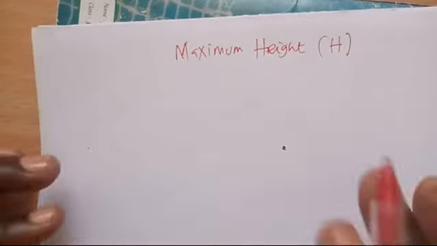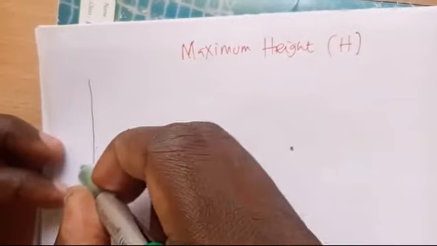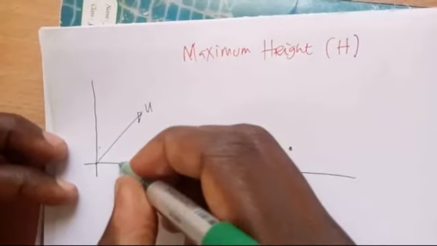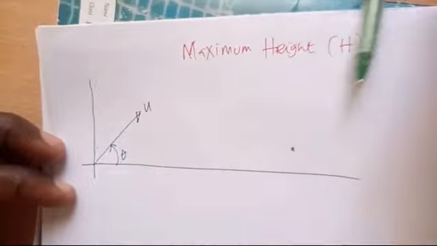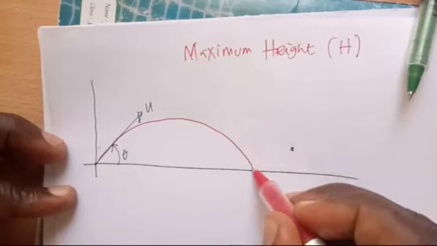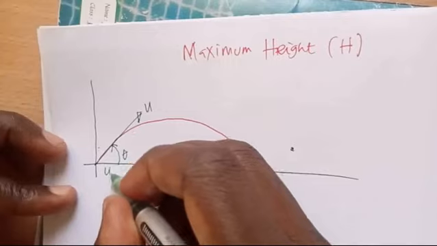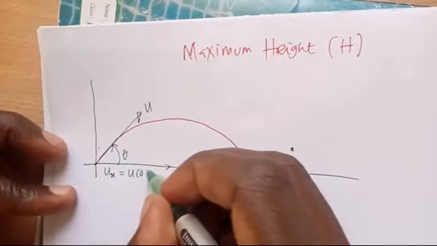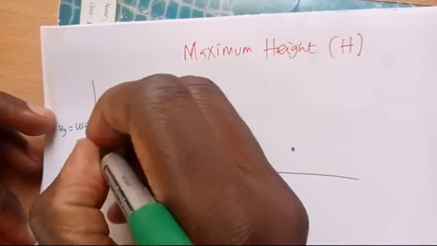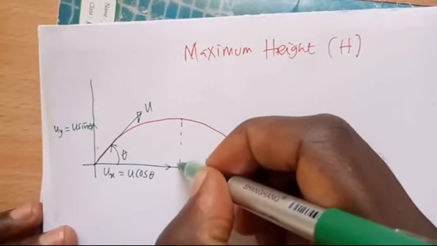Okay, I'm going to draw it again. I have this, projected like this with initial velocity here at an angle theta, and the trajectory due to the influence of gravity is like this. My u sub x is u cos theta, my u sub y is u sine theta. Now I want to get this maximum height. How can I get the maximum height?